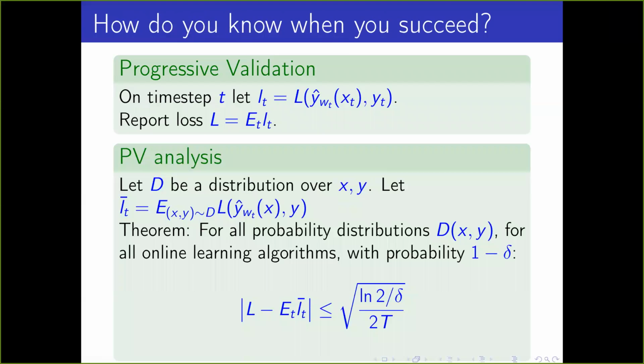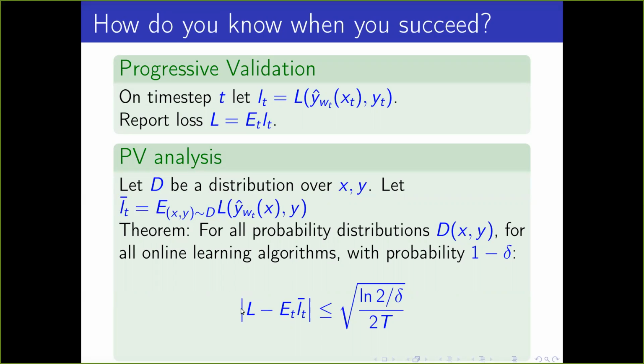Okay, so you can prove various things about this. We're doing progressive validation. So you can say, look, suppose you have any distribution over x and y. And let's suppose that we have some expected loss at time step t with the weights that we have at time step t.